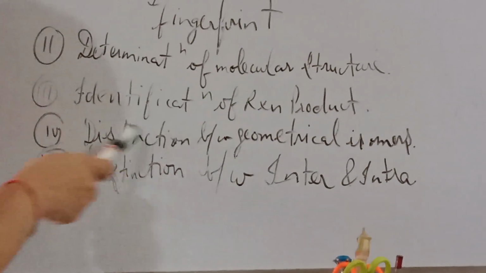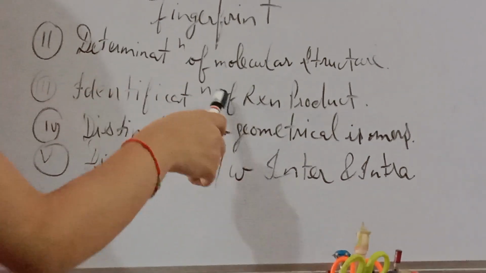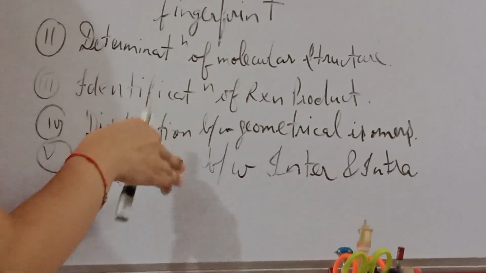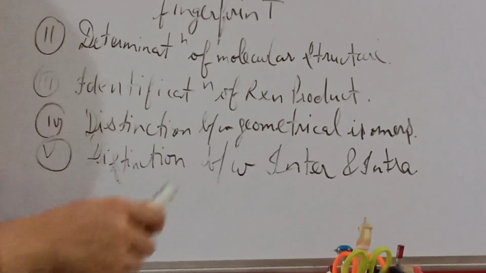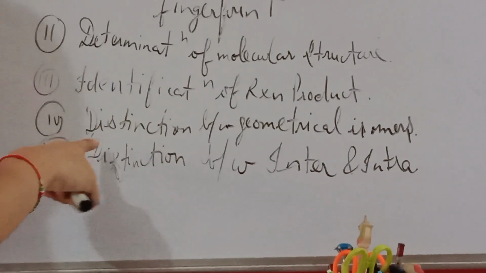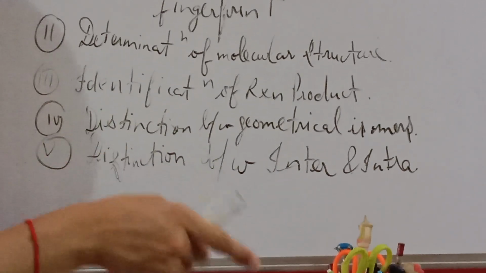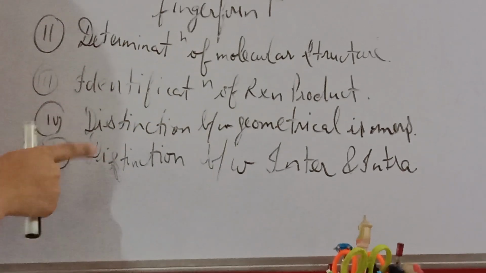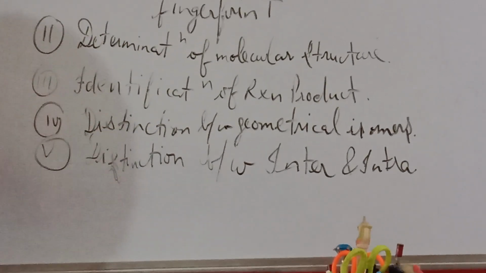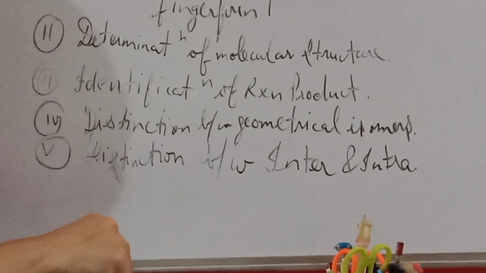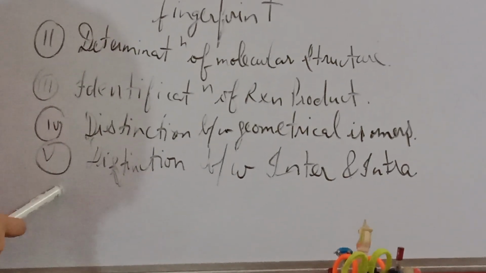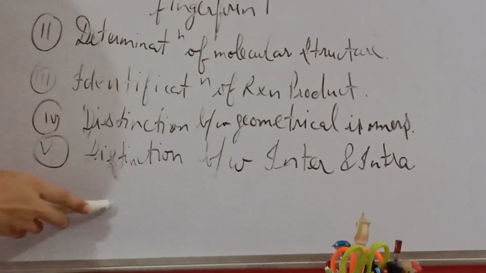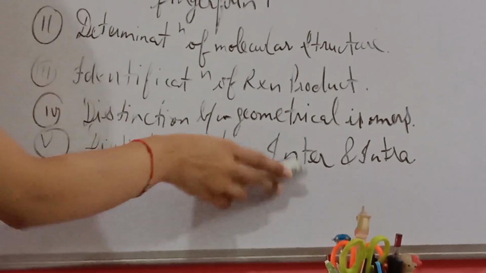The third application is identification of reaction product. Wherever in a reaction two or more products are theoretically possible, PMR spectroscopy has been used to identify the actual product. The fourth application is distinction between geometrical isomers. PMR spectroscopy can be used to distinguish between cis and trans isomers. The fifth application of PMR spectroscopy is that it helps in the distinction between inter and intra-hydrogen bonding.